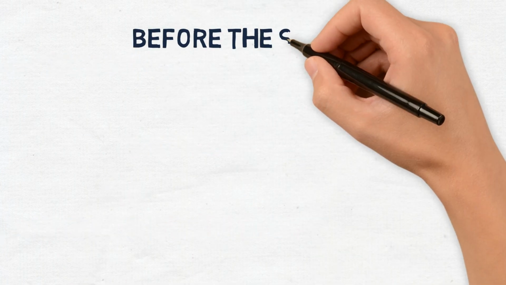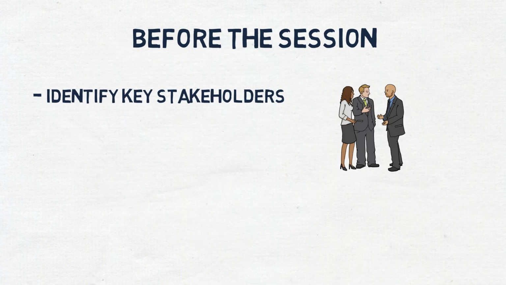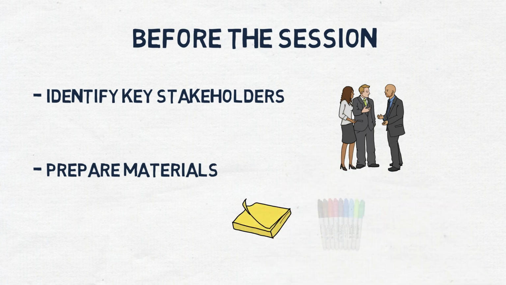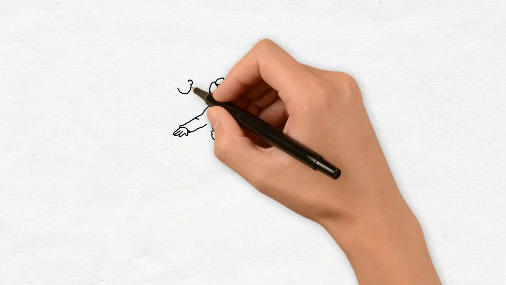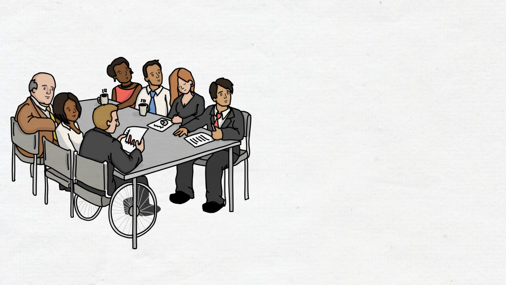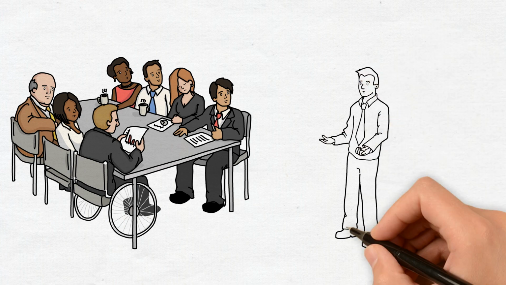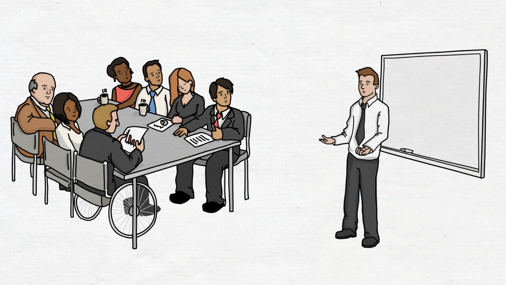Before the session, identify the key stakeholders that would be valuable to map out the assumptions with. Also, prepare the materials, including a whiteboard, stickies, and markers. During the session, you should gather stakeholders for 60 to 90 minutes, distribute sticky notes and markers to the group. Tell stakeholders to write down all of the assumptions that they can think of on the sticky notes. It doesn't have to be perfect, so limit the sticky note brainstorming time to 10 to 15 minutes.